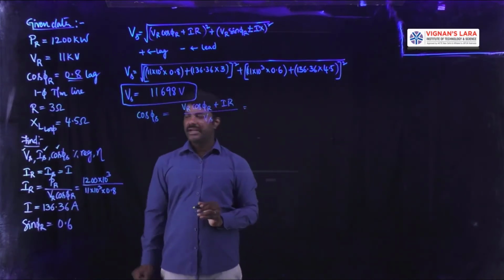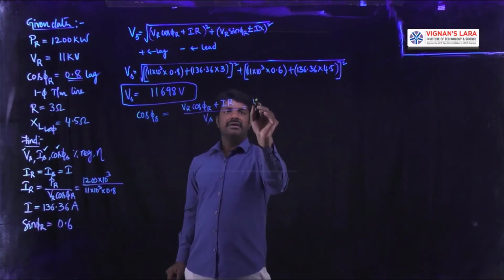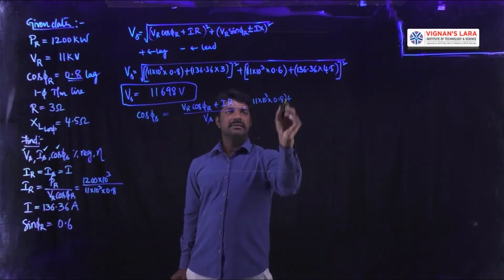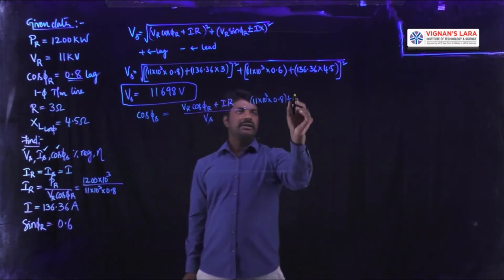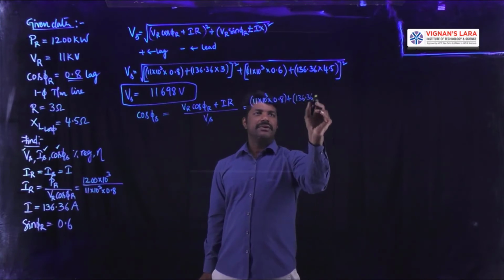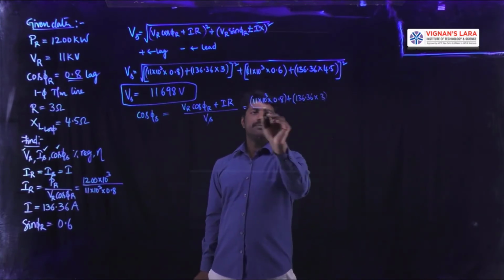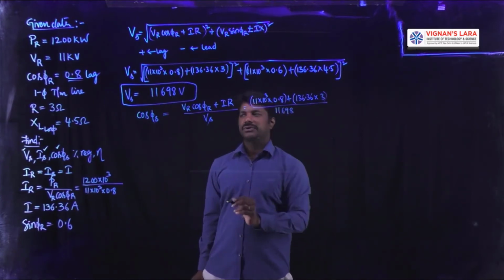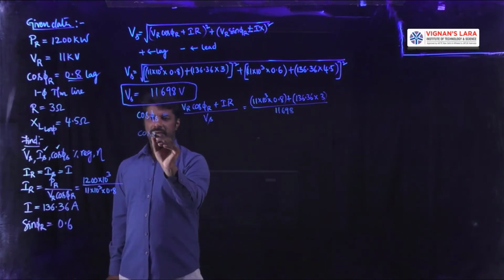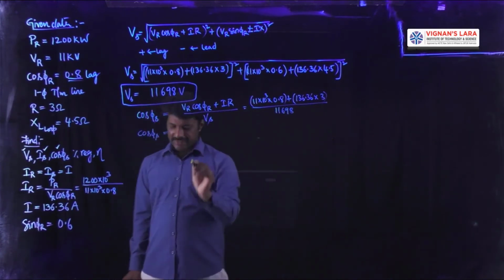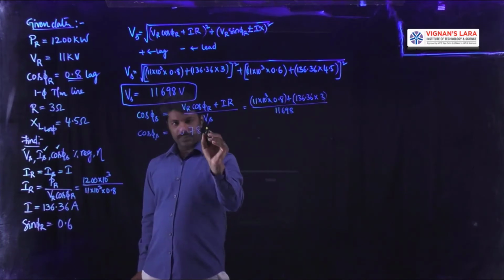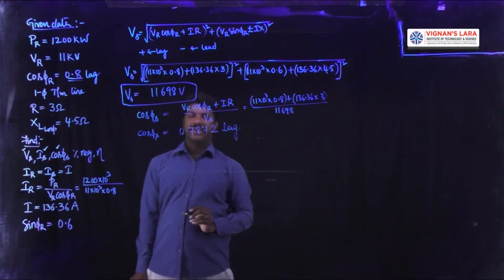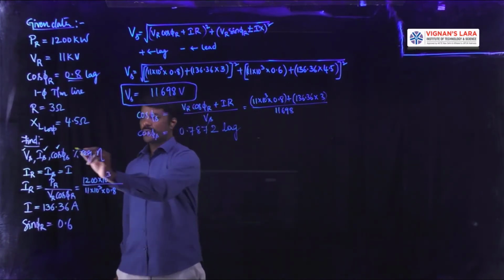Simplifying that, we will get Vr as 11 kV, 11 into 10 power 3, cos phi r 0.8, plus I into r, 136.36 into r value 3. This becomes the numerator divided by Vs, 11,698 volts. Then cos phi s, the sending end power factor, is 0.7872 lagging. This is the power factor on the sending end side. So this quantity is also completed.